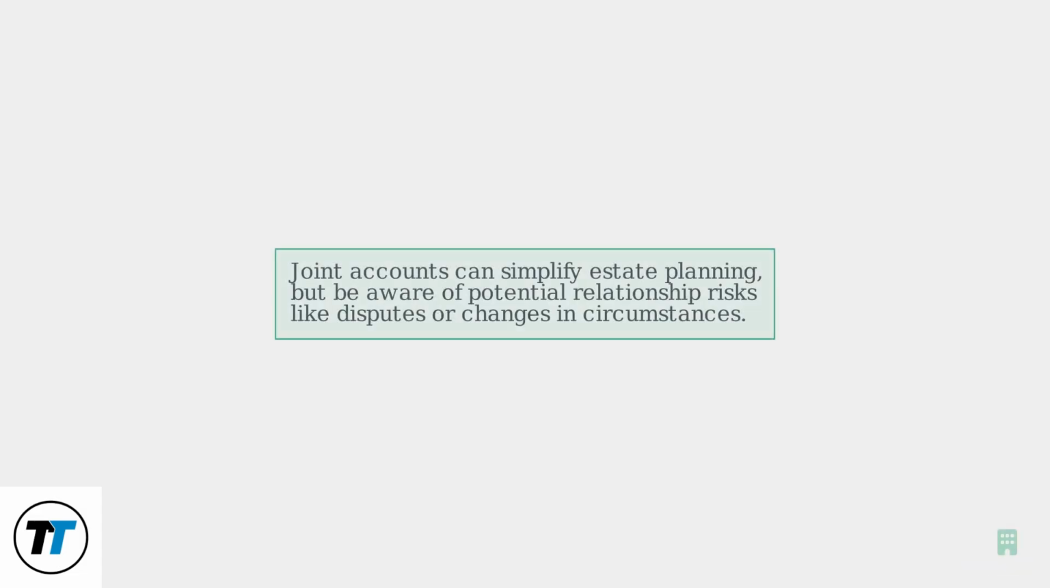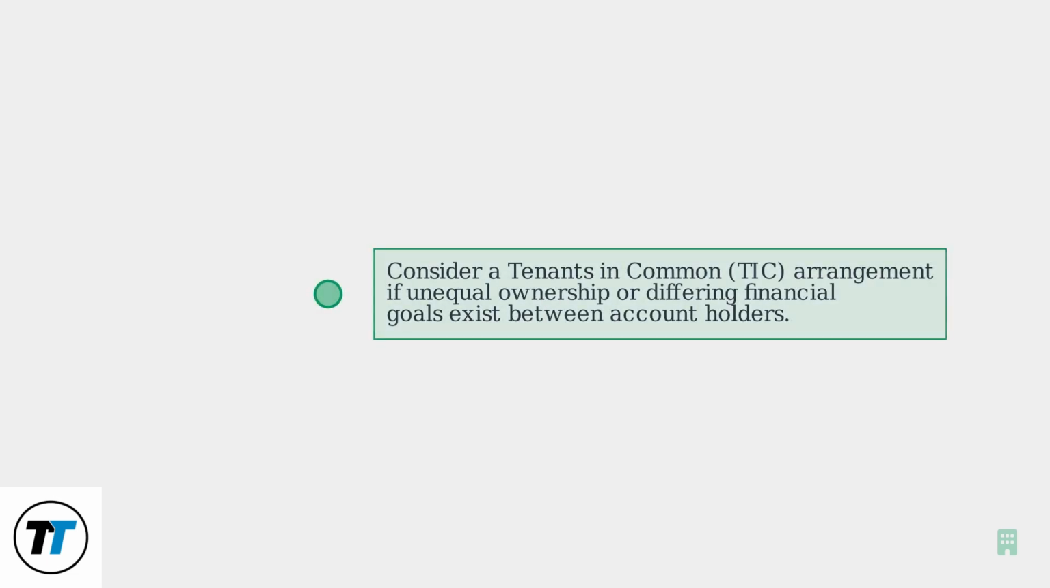Joint accounts can simplify estate planning by allowing automatic inheritance through joint tenants with right of survivorship. However, be aware of potential relationship risks, such as disputes during divorce, disagreements over investment decisions, or complications when one account holder passes away. Consider a tenants in common arrangement if you and your joint account holder have unequal ownership percentages or different financial goals.